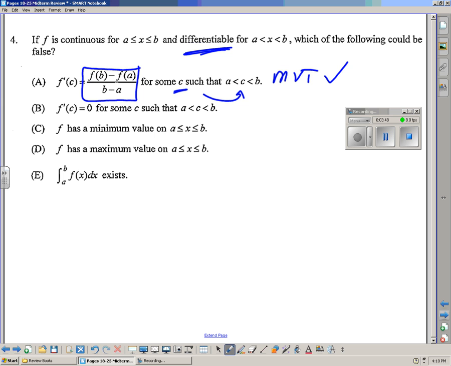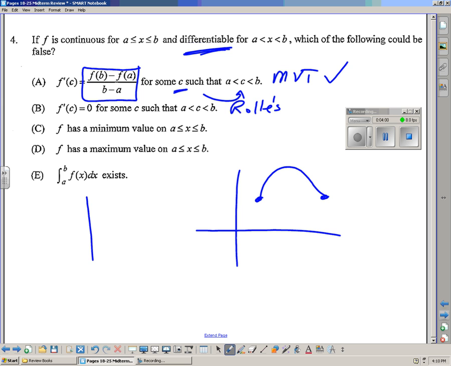Part B, f prime of c is 0 for some c between a and b. Well, that is Rolle's theorem. And for Rolle's theorem to apply, we need to know that the two endpoint values are equal. All we know is the function is continuous and differentiable, so perhaps we don't have that. Perhaps we have something like this, where, actually, let me draw a little better, the derivative is never equal to 0. So we don't know that that's true. This could be false.